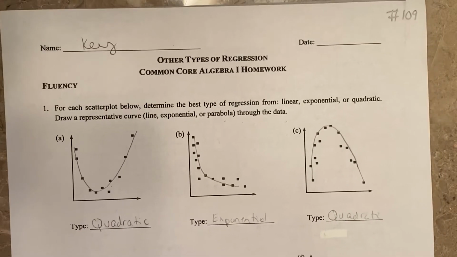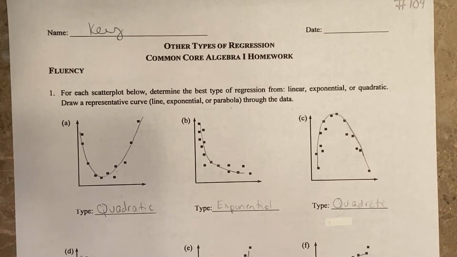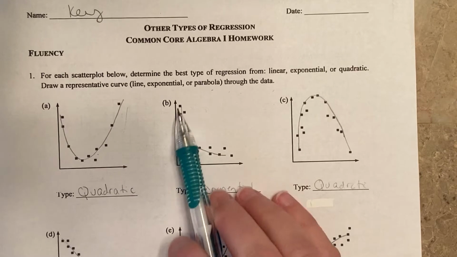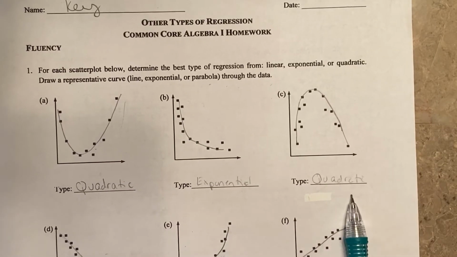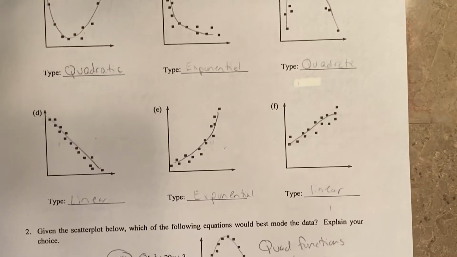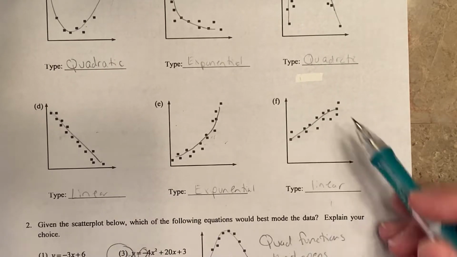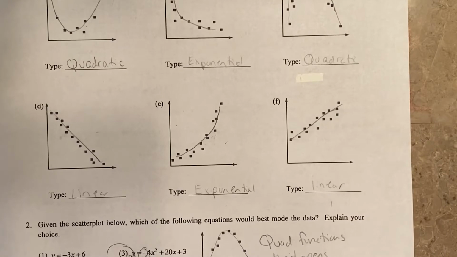So usually, again, we don't really connect scatter plots, but for this example, we do. So we can see when we connect these dots, it's quadratic. This one is exponential. C is also quadratic. Okay, next three, we have linear, exponential, and linear. So hopefully you guys got all those right with no issues.